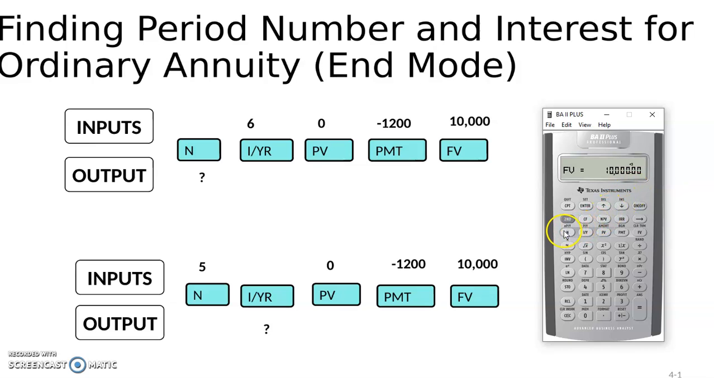So I need to compute what the interest rate per annum was. So compute I/Y. So this gives me an interest rate of 25.78%. So with an interest rate of 25.78%, if I save $1,200 every year at the end of the year, or as an ordinary annuity, I would then reach $10,000, or I would receive $10,000 at time period T equal to 5.